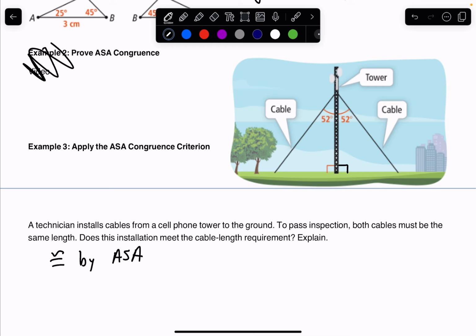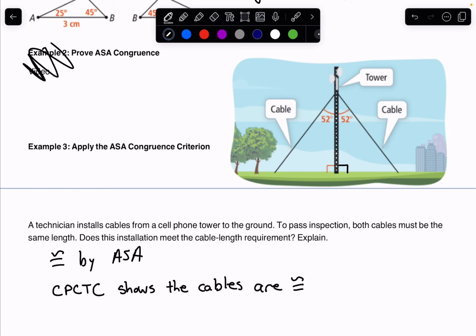Since those triangles are congruent, I can take specific pieces and parts of them, like in this case, the cable here and the cable on the right, and I can say, wait, those cables came from congruent triangles, so those cables must be congruent. Do you remember what that's called? That is CPCTC, corresponding parts of congruent triangles are congruent. It shows the cables are the same. The cables are congruent. So once we know the triangles are congruent, we can say the cables are congruent.